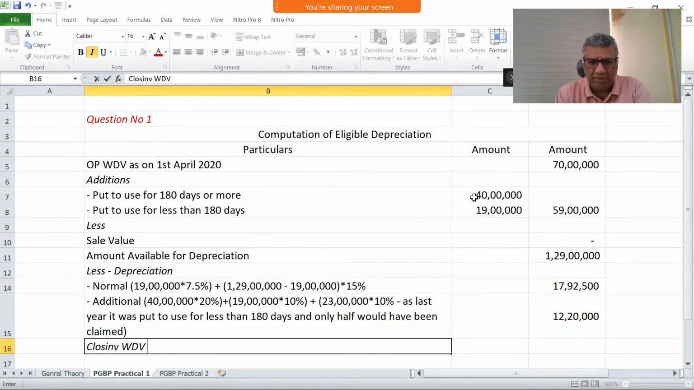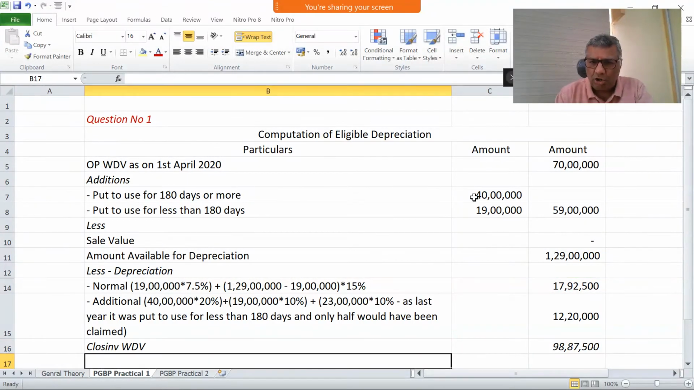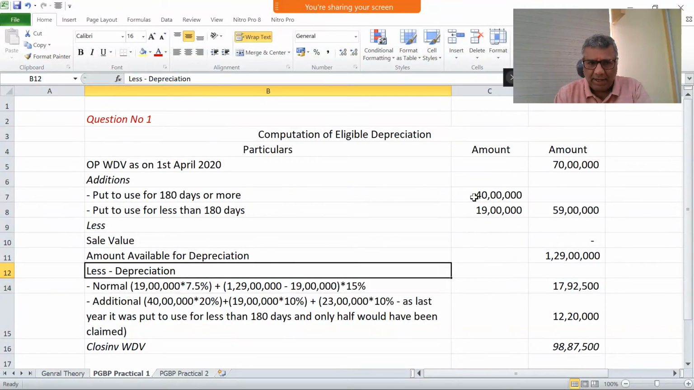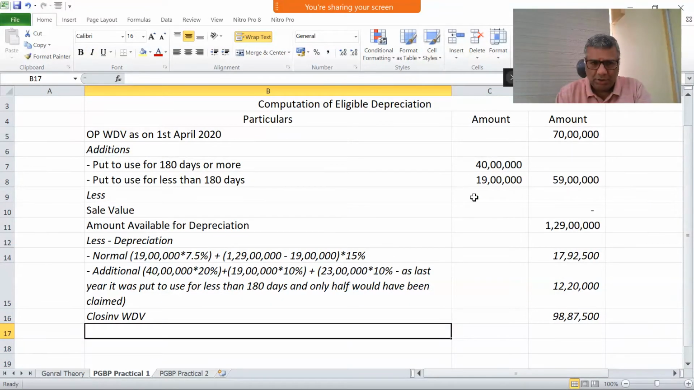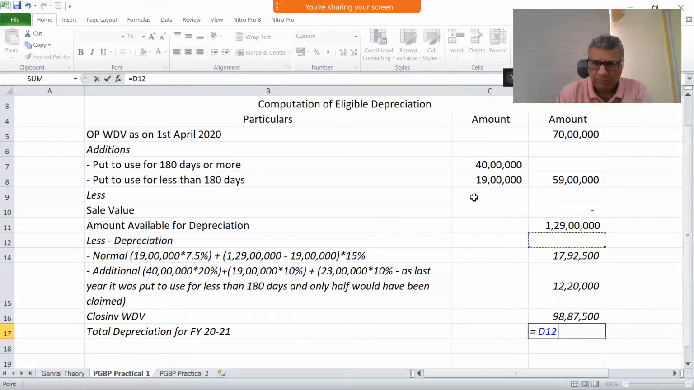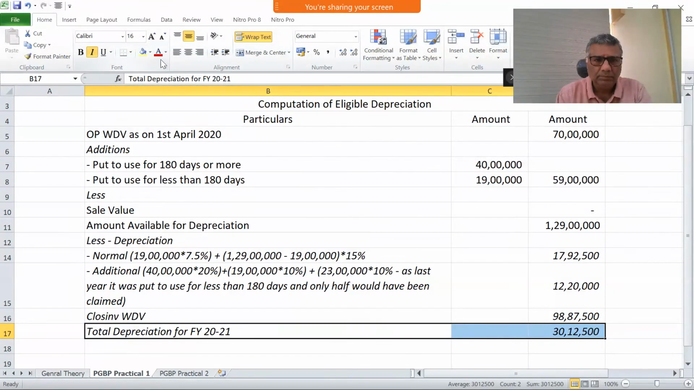Closing WDV. Remember, the answer is depreciation and not WDV. The answer is this, depreciation. Okay, the answer is this one. So total depreciation for financial year 2021 is eight.